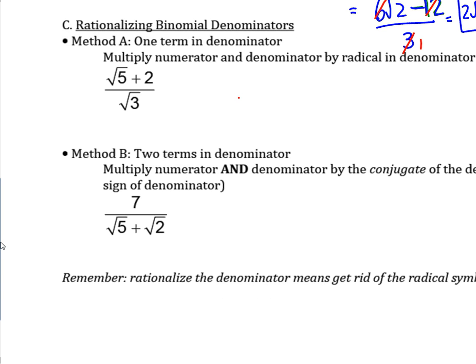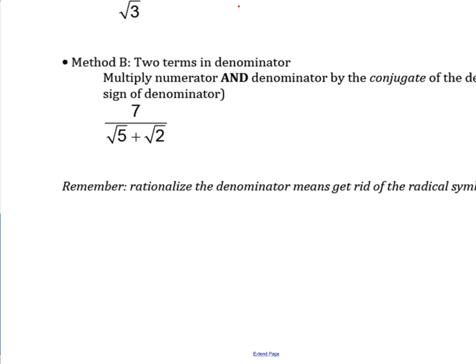Okay. So rationalizing binomial denominators. So we were doing method A. Let's look at if it's a binomial. So if it's a binomial on the denominator. Guess where we're going to use this fun word again. Conjugate. So if we have a binomial on the denominator, we need its conjugate pair. Because what happens when we multiply conjugate pairs? Are the square roots gone? Yes. So what would be the conjugate pair to root 5 plus root 2?